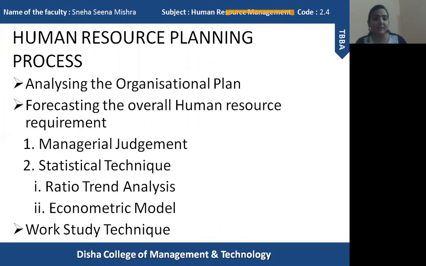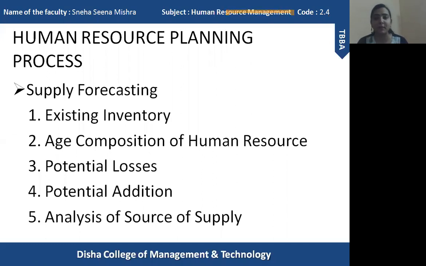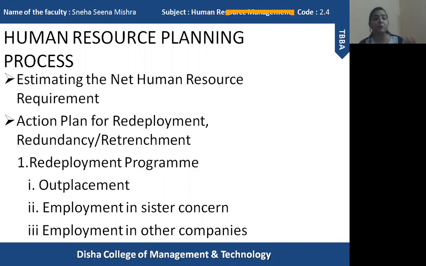See, in the previous points, that is demand forecasting and supply forecasting, we have found out the total demand, the overall requirement of human resource, and the various sources through which we can appoint these people within the organization. And now we have to estimate the net human resource requirement. Usually, whatever number of people or kind of people are required, it may not be possible to get those numbers with those qualities, because there is always a difference between the requirement and the supply of human resource. So that we need to find out.